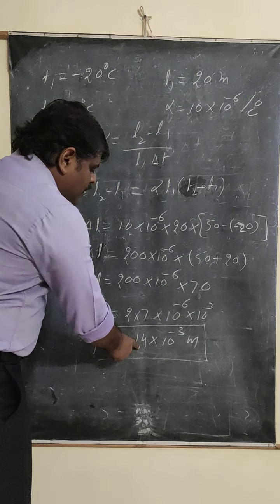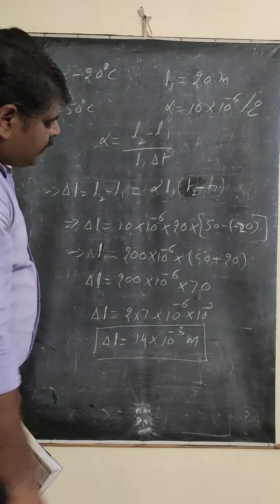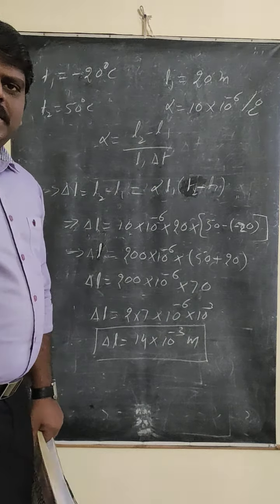Delta L is equal to 14 into 10 power minus 3 meters. Can you tell me this value in centimeters? Centimeters means what I have to do? Into 100. Into 100 means 10 power minus 3 into 100, which is 10 power minus 1, that means 1.4 centimeters. That means the gap between the two concrete slabs must be 1.4 centimeters; that gap should be left.